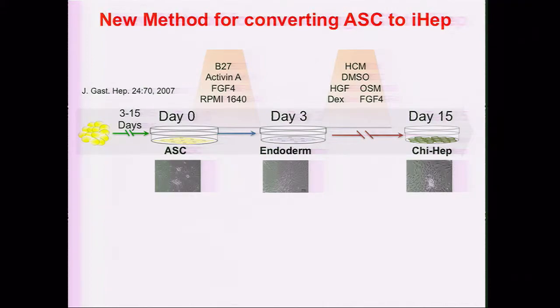There was a Japanese group, Dr. Ochiya, that developed a method for converting these adipocyte stem cells into induced hepatocytes. We call them chemically induced hepatocytes, or iHeps. The problem is it takes about a month. It's about 2 weeks to get the adipocyte stem cells and 2 weeks to induce it. And the efficiency was incredibly low, below 1%.